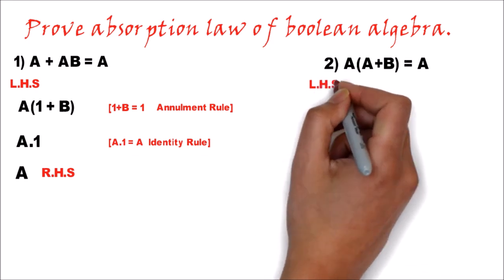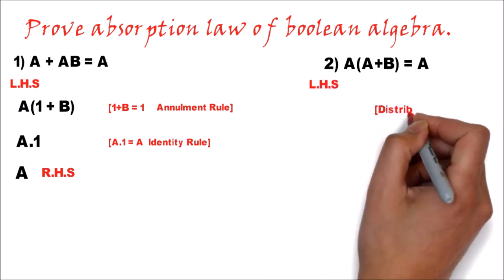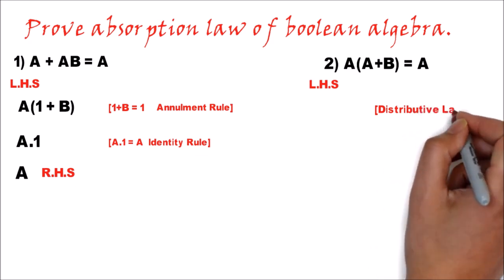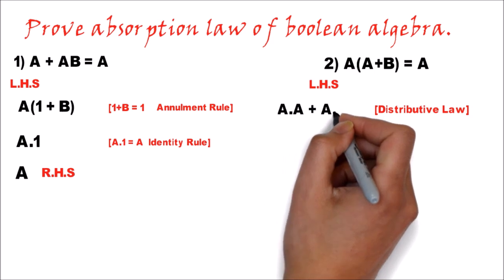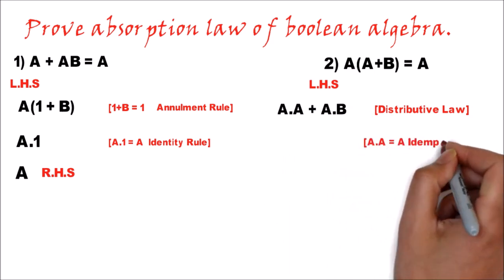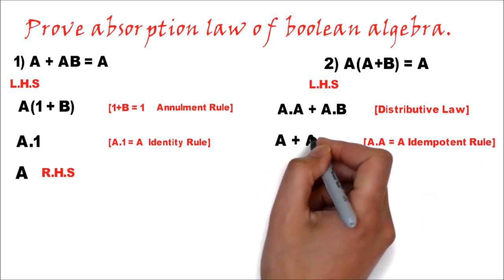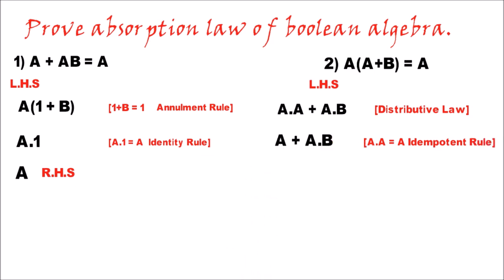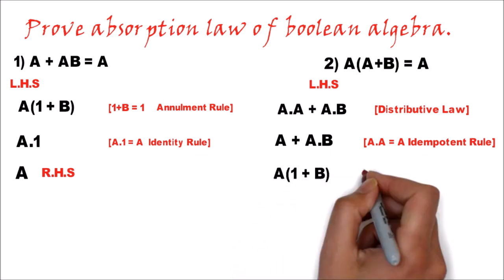Similarly, the second statement can also be proved by applying the distributive law of Boolean algebra. The statement can be written as a dot a plus a dot b. Again, a dot a is equal to a according to the idempotent rule. The statement will be a plus a dot b. Take a common, we have a dot (1 plus b).